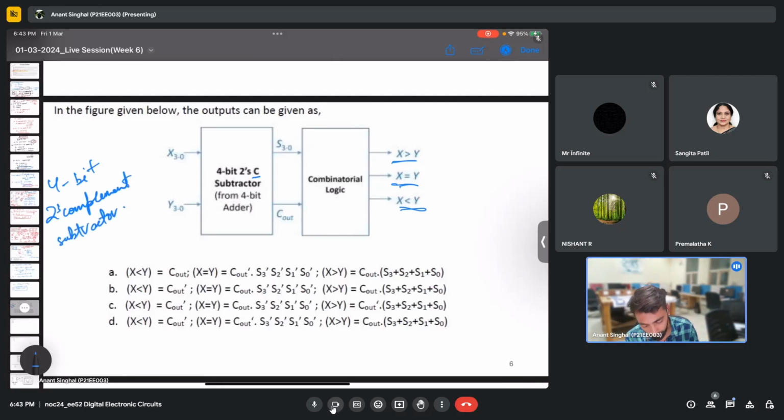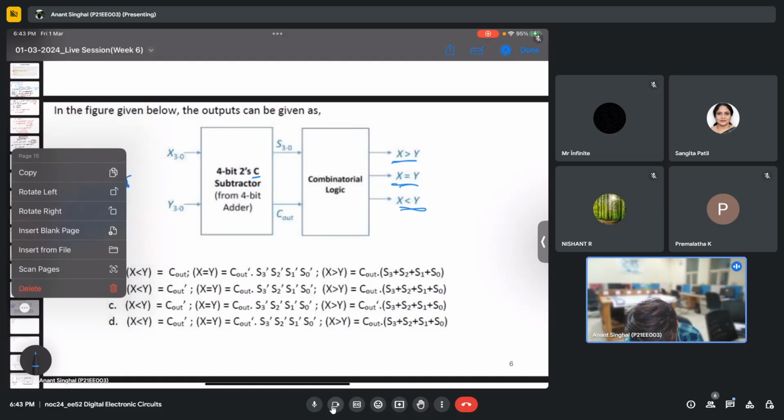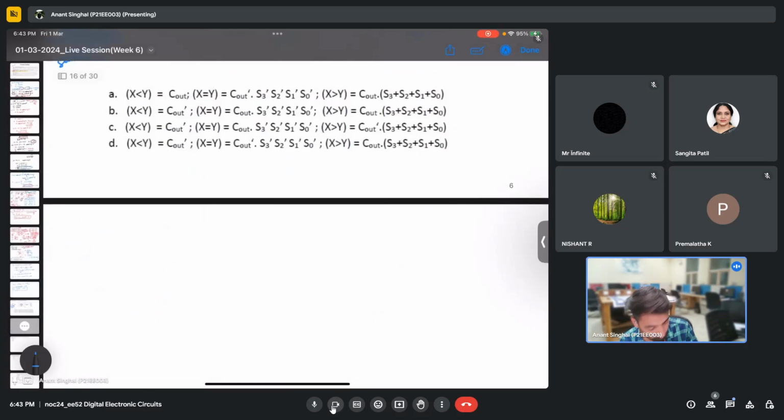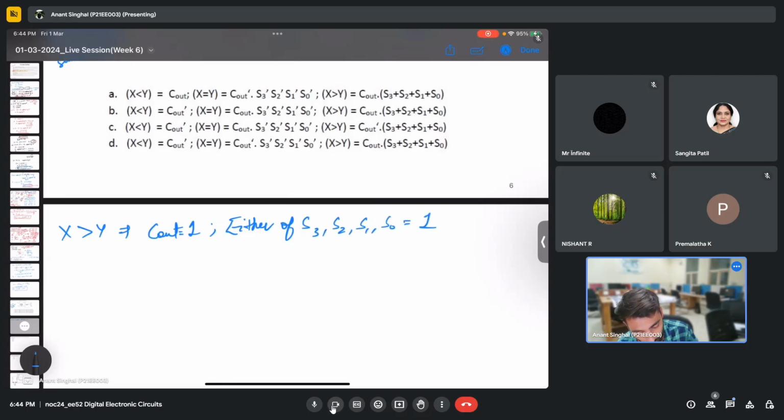which has certain conditions. So I'll write out those conditions basically. For x greater than y, we need to have a C out of 1 and either of S3, S2, S1 and S0 should be 1. I've written either of. So if any one of them is 1 and C out is 1, the output will be x greater than y.